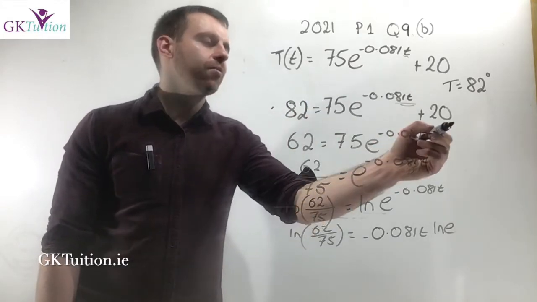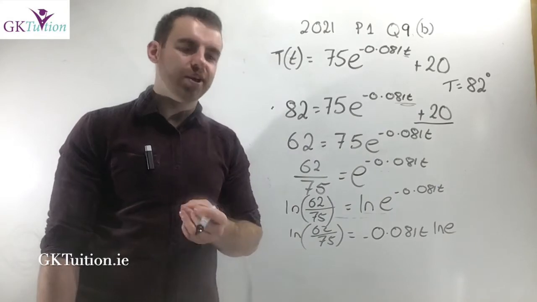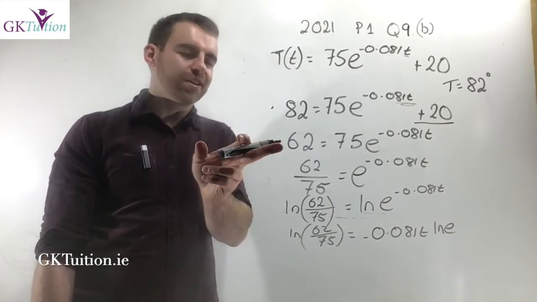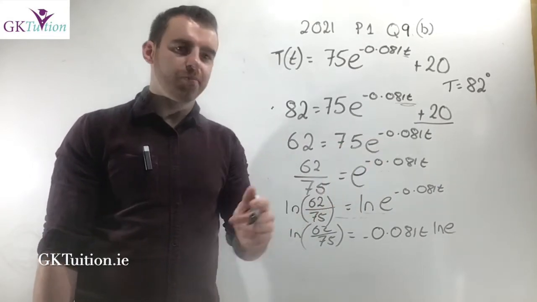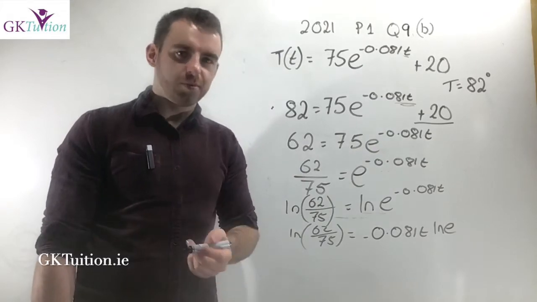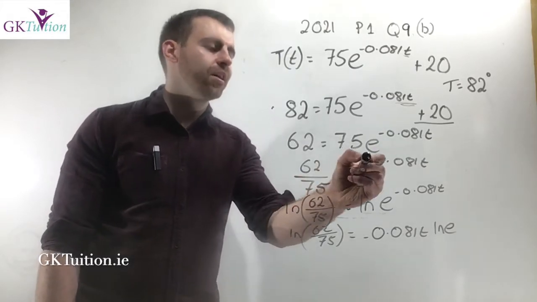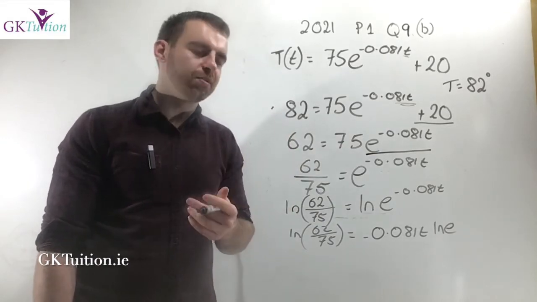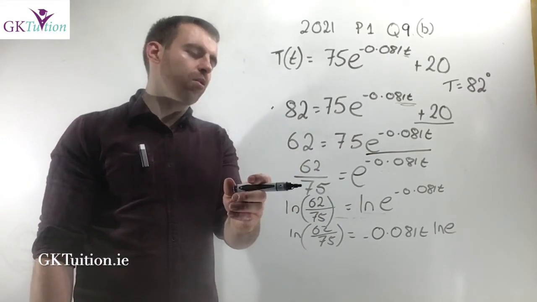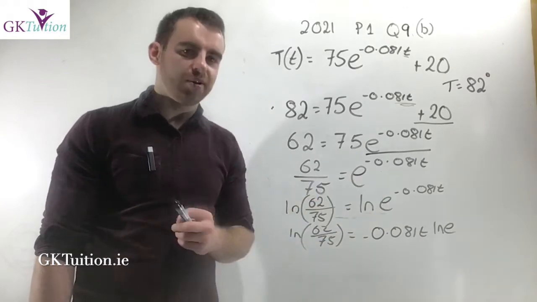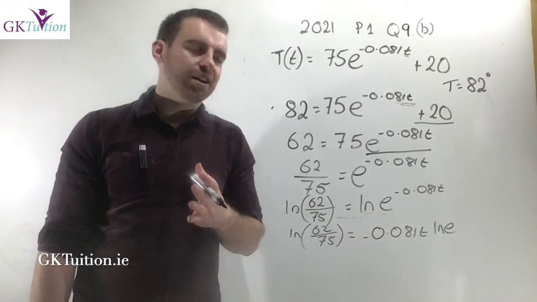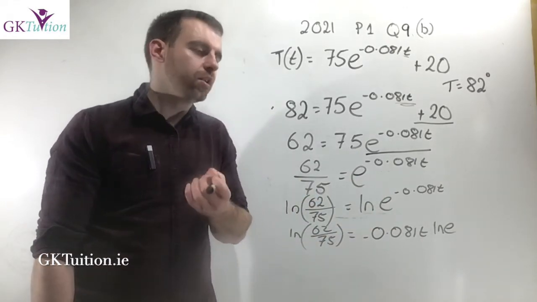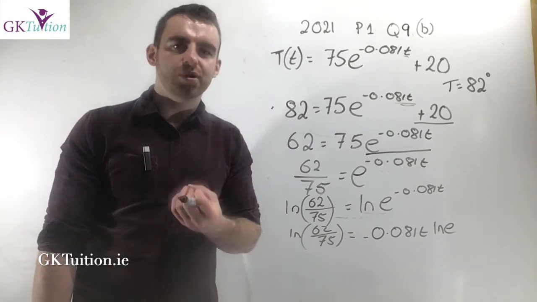But before that, the first thing I decided to do was subtract 20 from both sides, in which case I get 62 is equal to this term. Now I want to introduce logs, but before I do that, I have to isolate the e to the power of the unknown. So I divided both sides by 75. Got 62 over 75 equals e to the power of this.